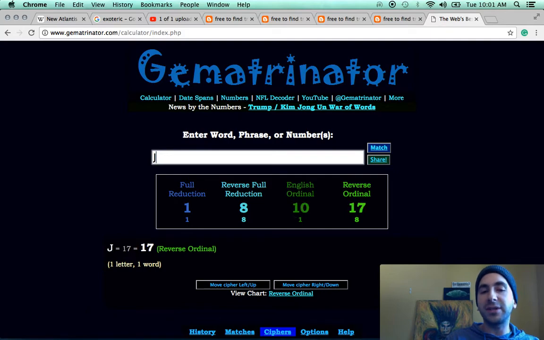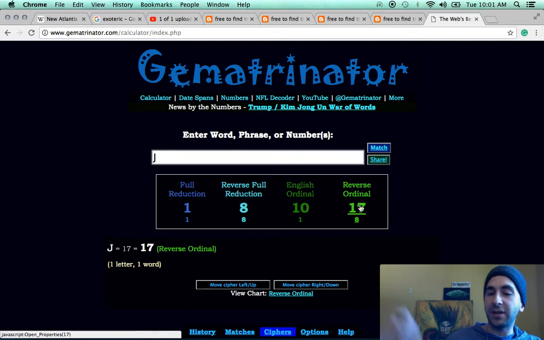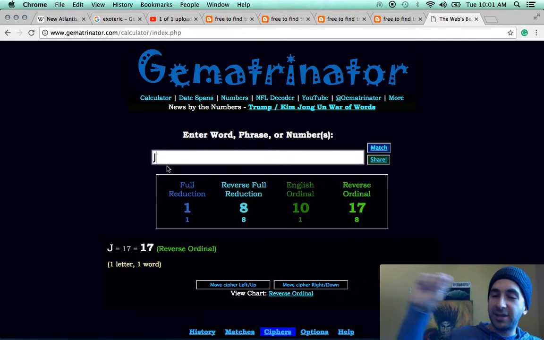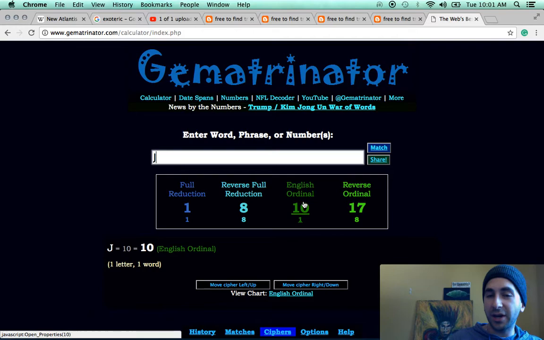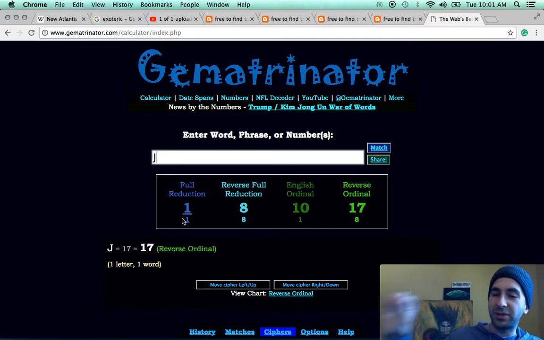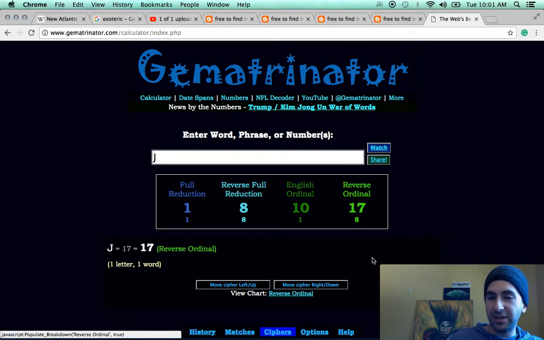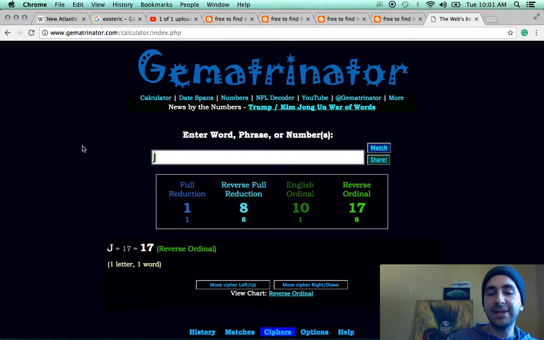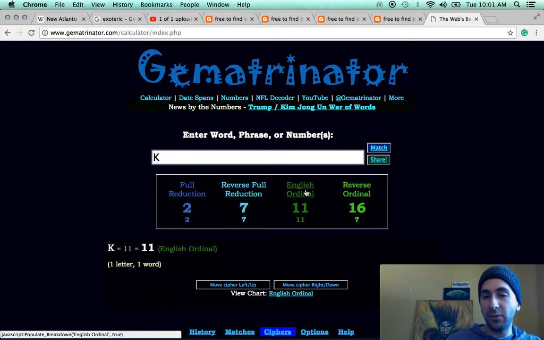So if you have a letter that's a double digit, for example, J is a double digit in both, notice in reverse ordinal, J is 17. That's counting backwards. In reduction, 1 plus 7 is 8. Normally, J is the 10th letter of the alphabet. In reduction, full reduction, 1 plus 0 is 1. You see? This method is paired with this method. This method is paired with this method. Are you following me? K is the 11th letter. Notice 11, when reduced, is 1 plus 1 is 2.